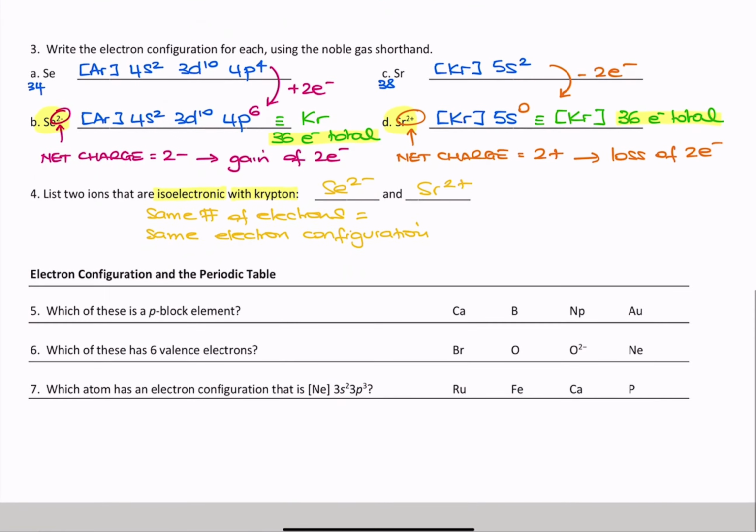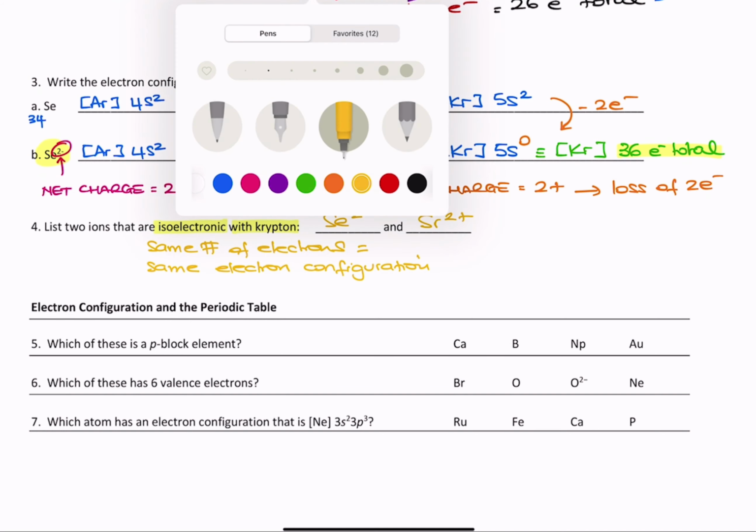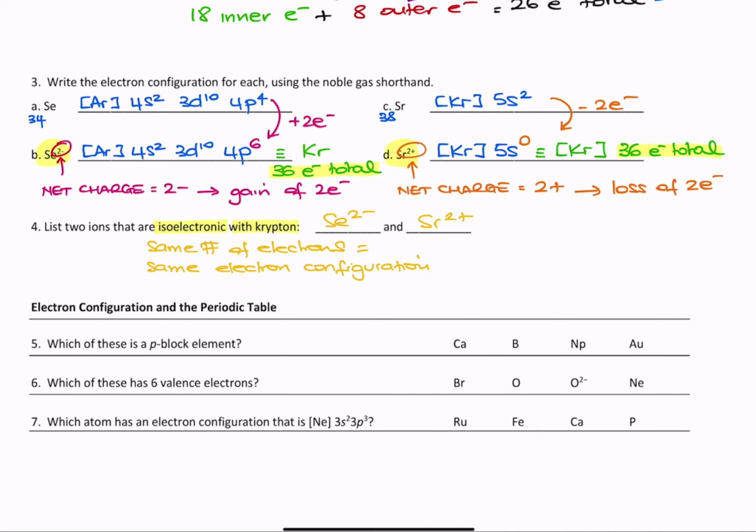Now let's answer a couple questions on the electron configuration and the periodic table. Which of these is a p block element? Well, only boron belongs to the p block, therefore this is the correct answer. Calcium belongs to the s block.